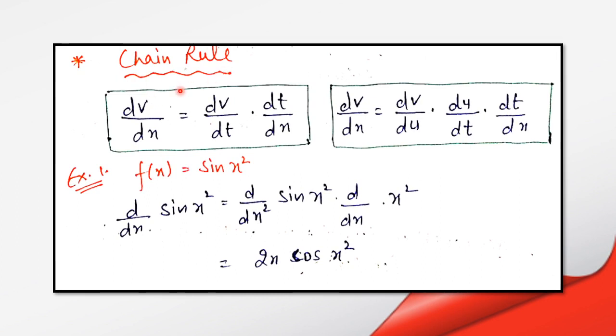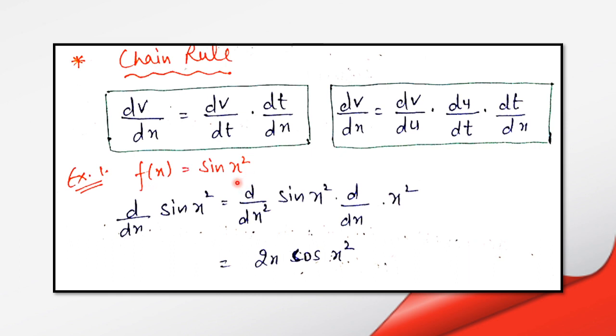What is the chain rule? Students, if we want to find dv by dx, we can find it as dv by dt into dt by dx, or the chain can be quite long. Let's understand with the help of one example.